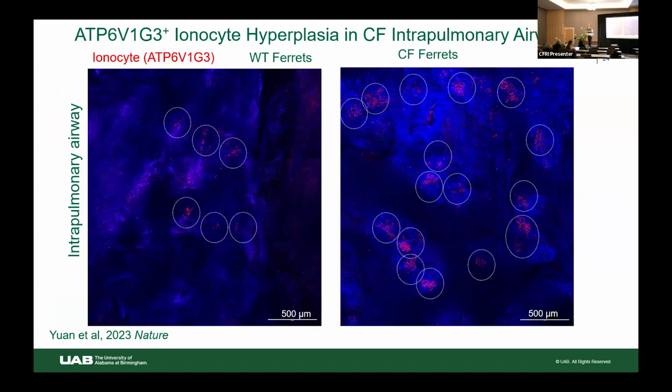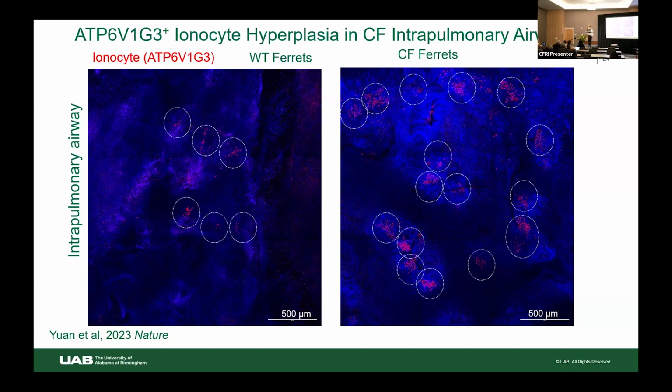Then next we move to the intrapulmonary airway of the CF ferrets. We found that in the intrapulmonary airway, there's a huge ATP6V1G3 positive ionocyte hyperplasia in the CF group. So as you can see, the ionocyte clusters are expanded when you compare to the control.